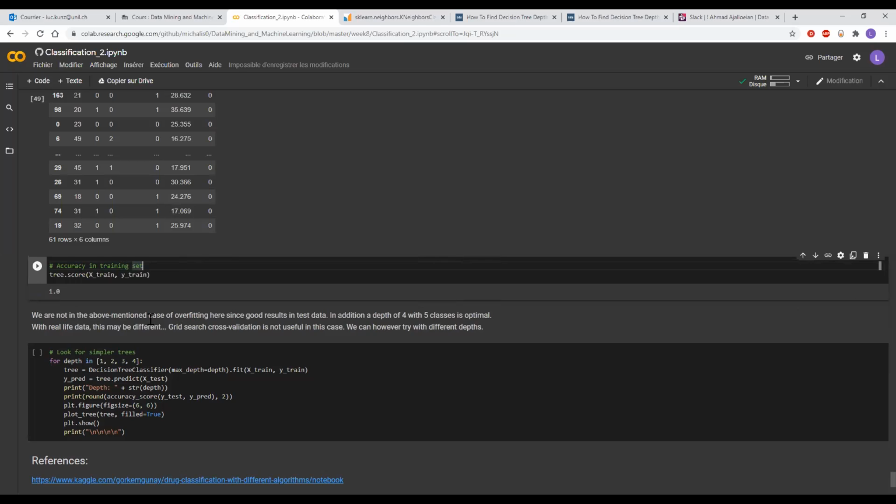And this means grid search and grid search cross-validation is not useful in this case. Otherwise, we would have tried to optimize the depth using this cross-validation method that you can see in the article I mentioned above.